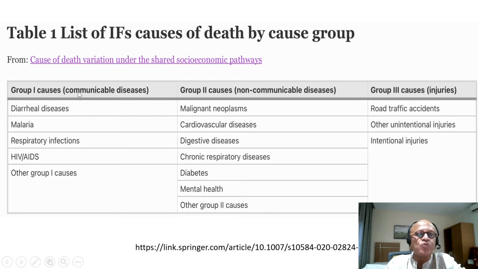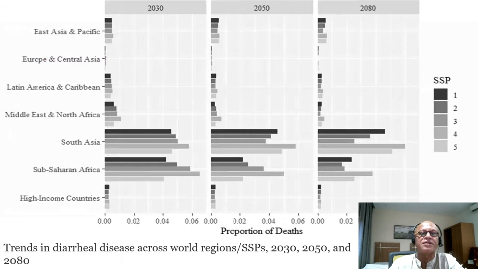So here, Group 1 causes are communicable diseases: diarrheal, malaria, respiratory, HIV/AIDS, and other Group 1 causes. Group 2 causes include non-communicable diseases like malignant neoplasms, cardiovascular, digestive, chronic respiratory, diabetes, mental health, and other Group 2 causes. And Group 3 causes include injuries, road traffic accidents, other unintentional injuries, and intentional injuries like conflicts and so on.